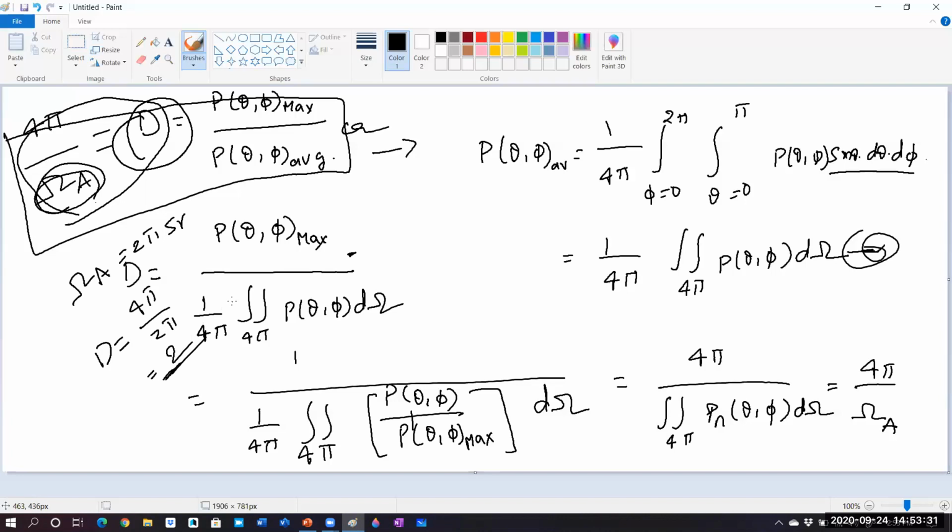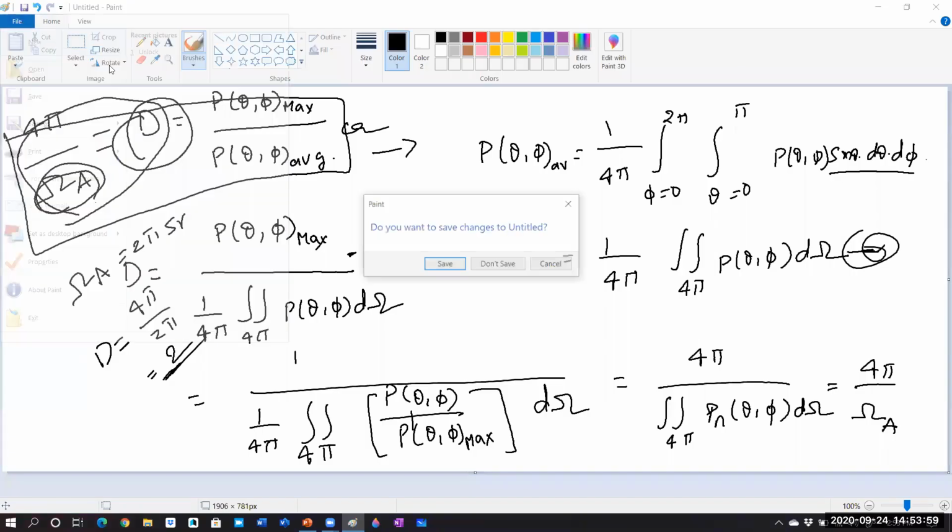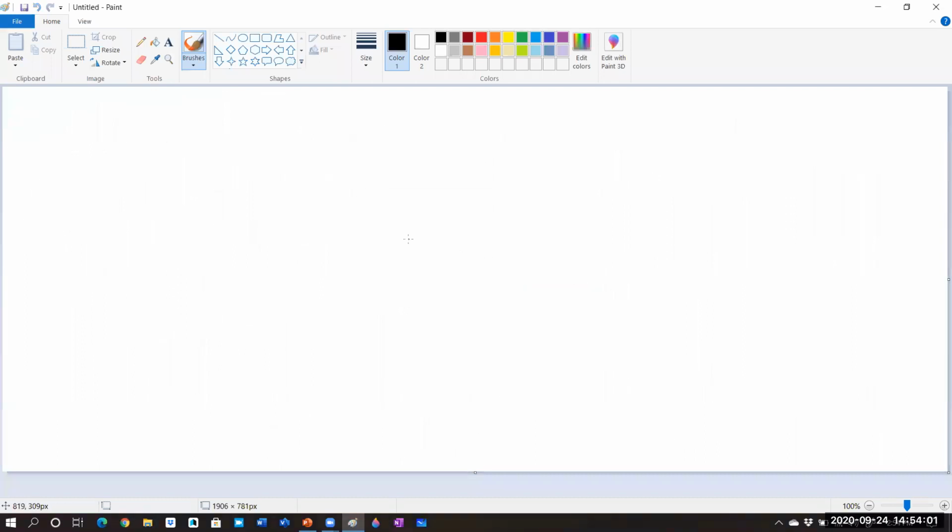Next, our discussion is related to the gain of the antenna. Let us look into it once again. Take a new slide again. So the gain of an antenna. Gain of an antenna is an actual or realized quantity which is less than the directivity due to ohmic losses in the antenna.